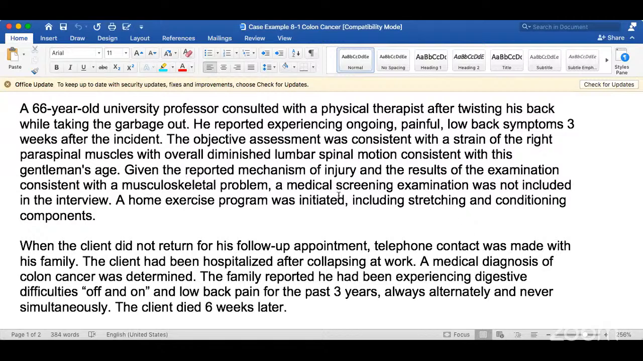Okay. Thank you. Actually, if you look at the last statement, you find out that the relatives, the family, reported he had been experiencing digestive difficulties off and on and low back pain for the past 3 years. So you are right, the therapist did not get this. This was there, but the therapist did not get that. Sorry, I shouldn't have made this statement because I have other hands up and I don't want to preempt what they wanted to say. So let me just keep things to myself.